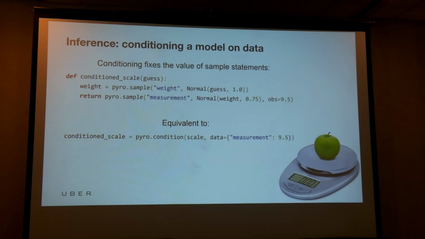And there are two ways to express that you observed that one of the pieces of randomness in your Pyro program is fixed to a particular value. The first is to tag the sample site with this little obs keyword argument, which will have that sample site, the call to Pyro.sample, return the value 9.5.